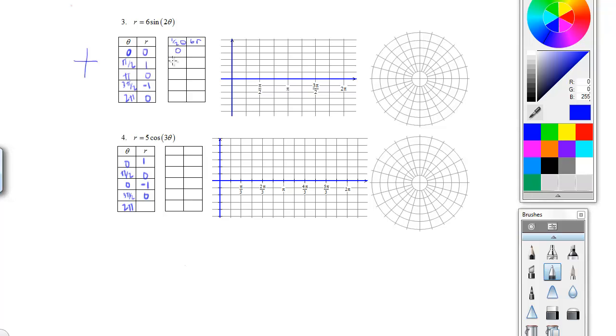So half of these will be 0, pi over 4, pi over 2, 3 pi over 4, and half of 2 pi is pi. And then if we multiply these by 6, you get 0, 6, 0, negative 6, 0. And if we graph those, 1, 2, 3, 4, 5, 6, it starts at 0, and then at pi over 4 we're up to 6, pi over 2 back to 0, down 1, 2, 3, 4, 5, 6, just off the edge here.